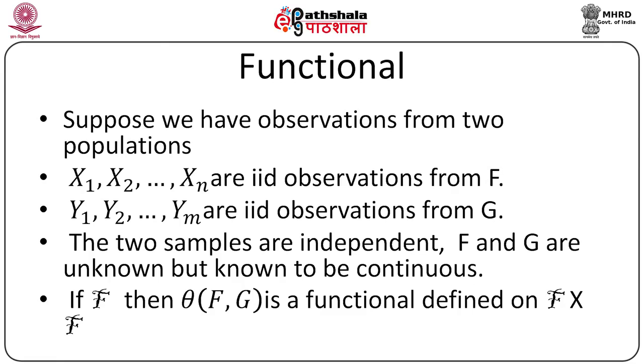Suppose x1, x2, ..., xn are IID observations from F and y1, y2, ..., ym are IID observations from G. Assume that the two samples are independent. F and G are unknown but known to be continuous. Suppose script F is a class of all absolutely continuous distribution functions. Then a functional theta(F, G) is a real valued function defined on the Cartesian product space of script F and script F. For further discussion, we suppress the arguments F and G and call the functional simply as theta.